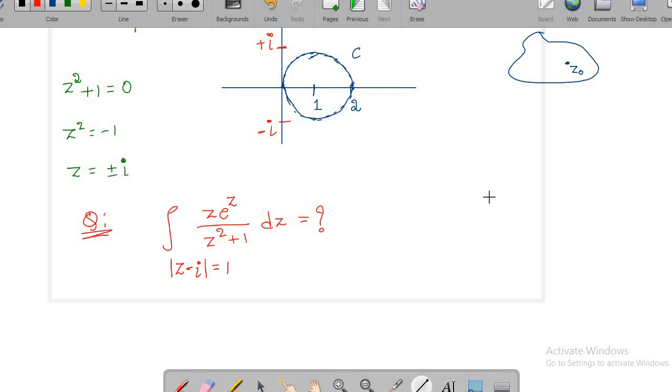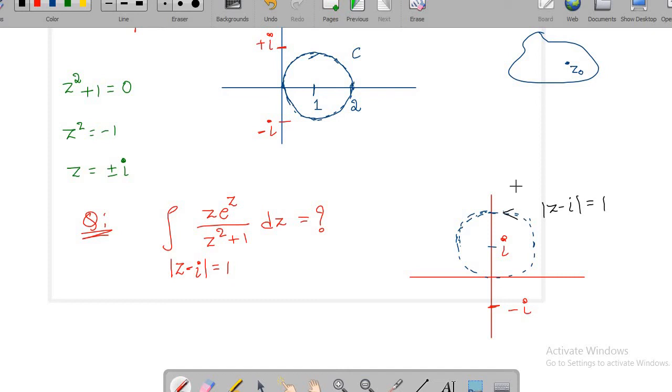So first you plot the curve. It is centered at i and its radius is 1. Oh, it looks like an ellipse. Still it is bad, but somewhat okay, fine. Now let me assume this is i, and minus i will be here. So now this is your curve, mod z minus i equal to 1. So this is the curve C.